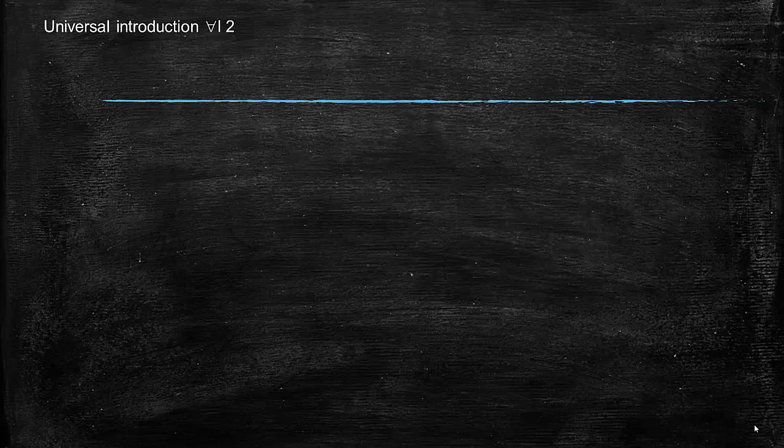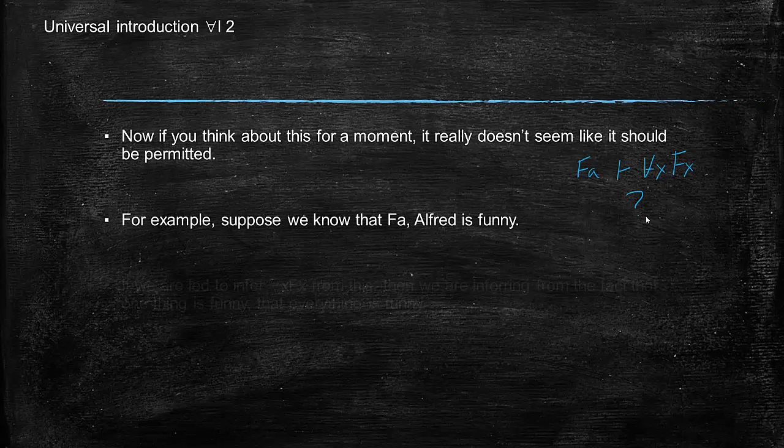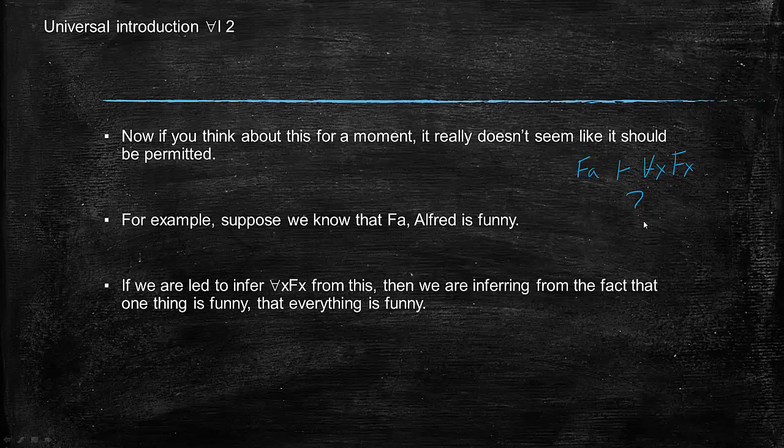Now, if you think about this for a bit, it doesn't really seem like we should be able to do it. Take something like FA, say Alfred is funny. Should we ever be able to go from FA to, say, for all X, FX? Well, no, that doesn't seem like we should ever be able to do that. It doesn't follow from the fact that Alfred is funny that everything is funny, and it never will. So the question really is, why would we ever permit something like universal introduction?